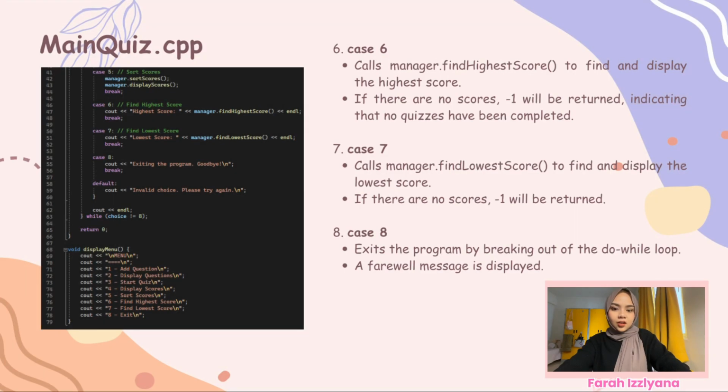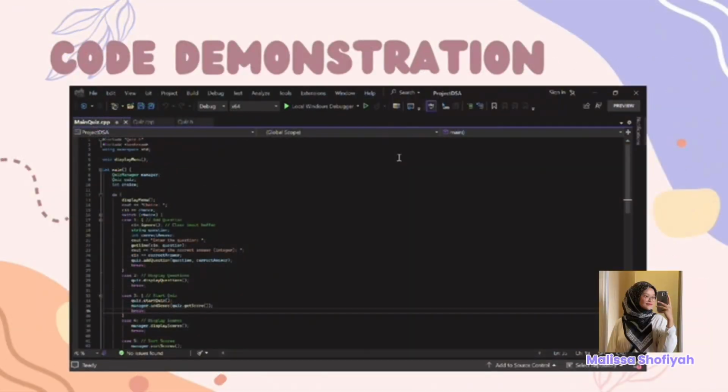Case 6 calls manager find highest score to find and display the highest score. If there are no scores, -1 will be written, indicating that no quizzes have been completed. Case 7 calls manager find lowest score to find and display the lowest score. If there are no scores, -1 will be written. Case 8 exits the program by breaking out of the do while loop. A farewell message will be displayed.